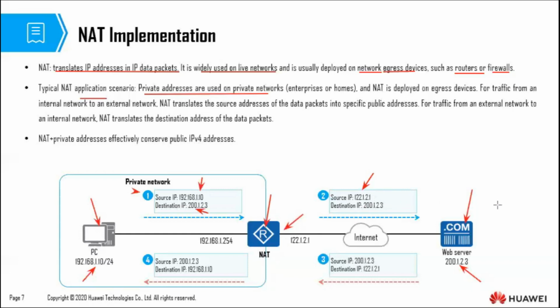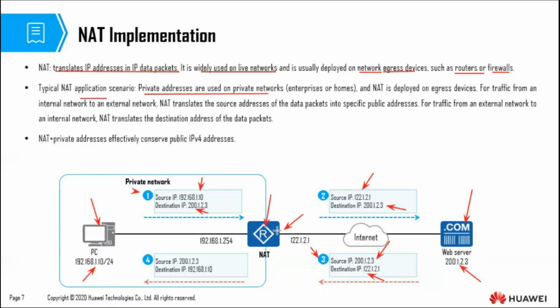122.1.2.1. So after that, does the destination IP address change on the internet? It doesn't change, right? We still want to find this guy. So this packet will go up to this guy. Then this guy will reply on step number 3 here. What is the source IP address? The IP address of the server. What is the destination IP address? The IP address of our egress device. Are you getting the point?